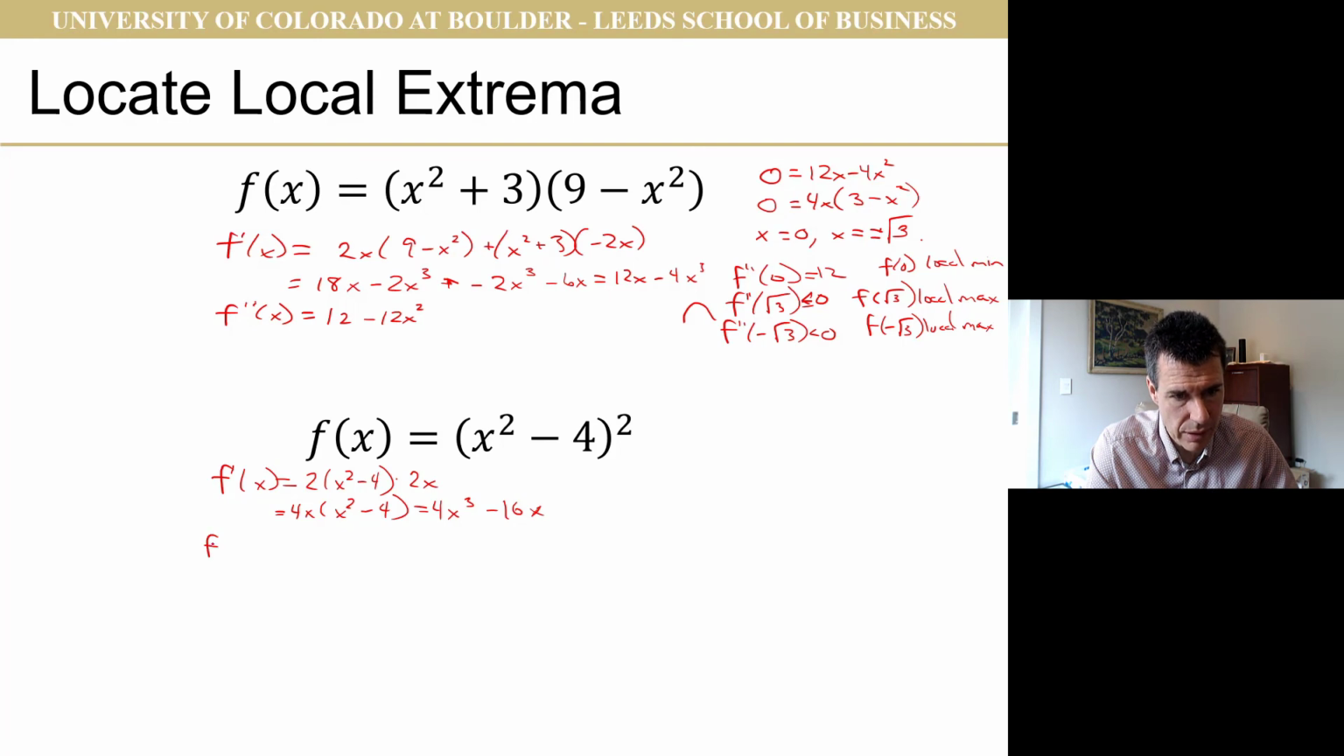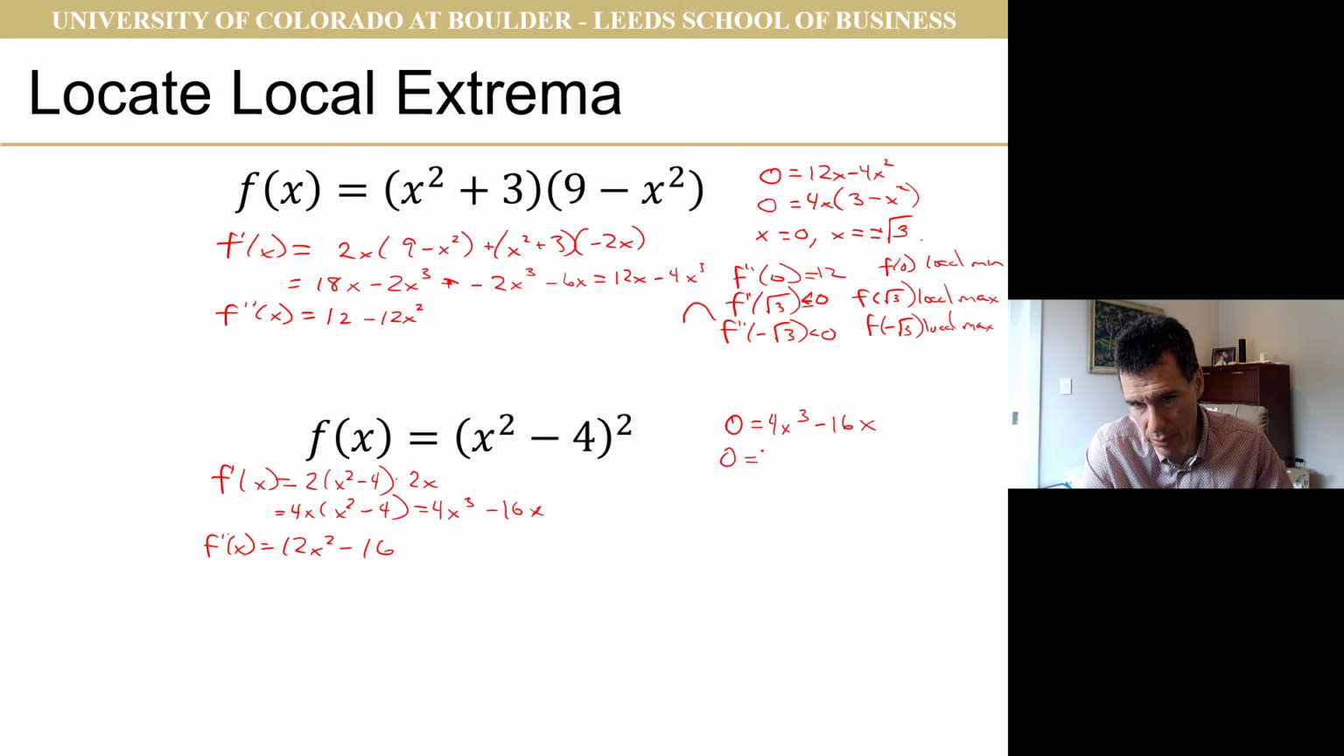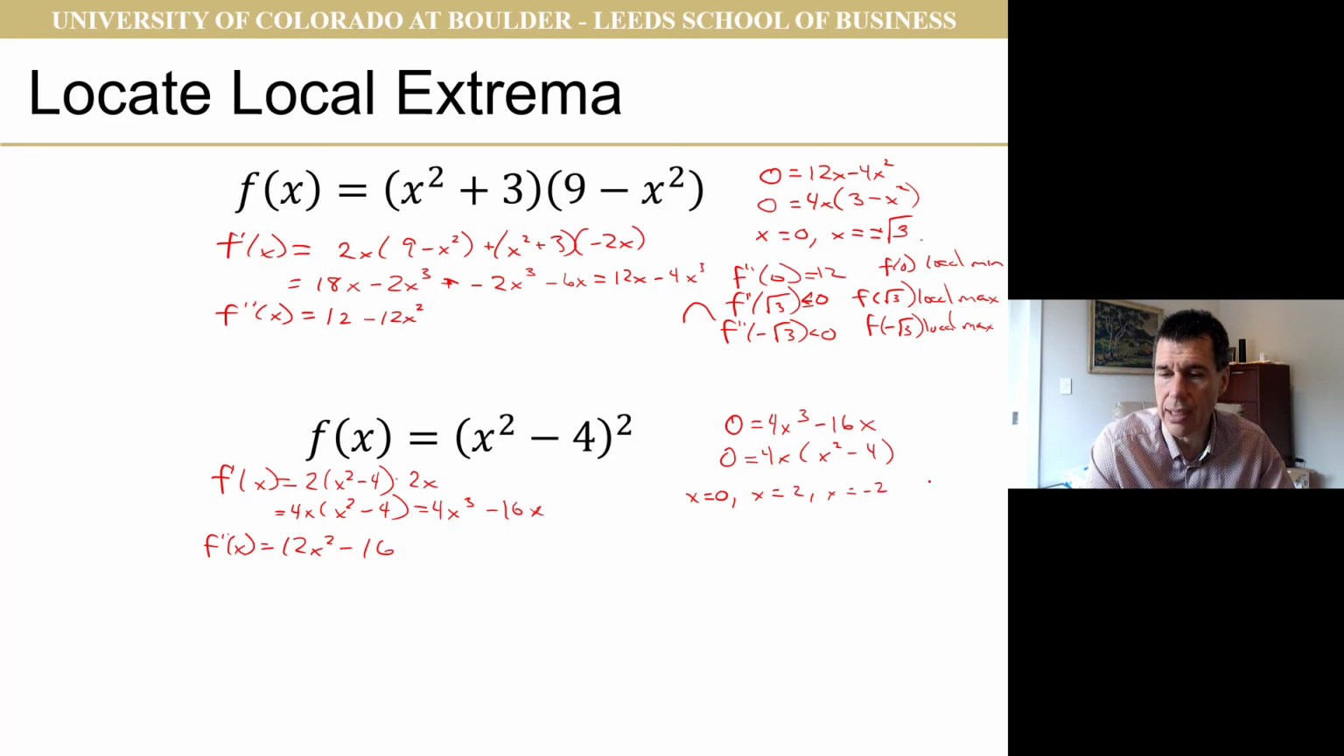Second derivative, derivative of this function: 12x² − 16. Find the critical numbers. Set the first derivative equal to 0. 0 = 4x³ − 16x. Factor out 4x: 0 = 4x(x² − 4). So x = 0, x = 2, x = −2. Okay, those are all my critical numbers.